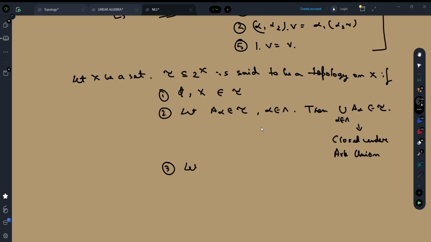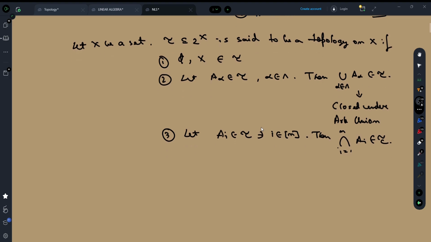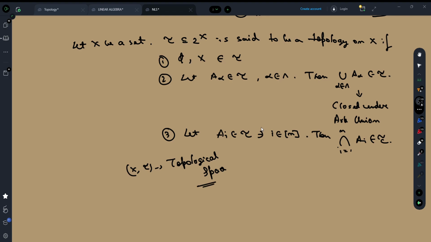Suppose let A i be in tau for i belonging to the block n, where block n is the set of elements 1 to n. Then the intersection over i equals 1 to n of A i is also in tau. So then tau is said to be a topology, and if tau is a topology, then we say X along with tau is said to be a topological space. Clear?